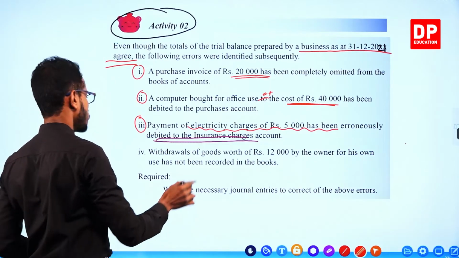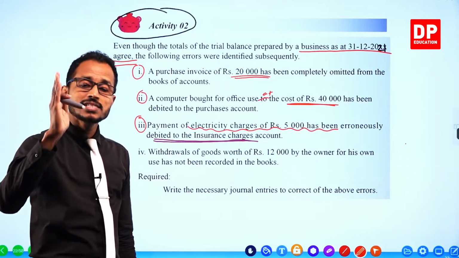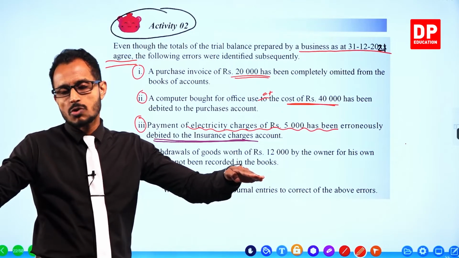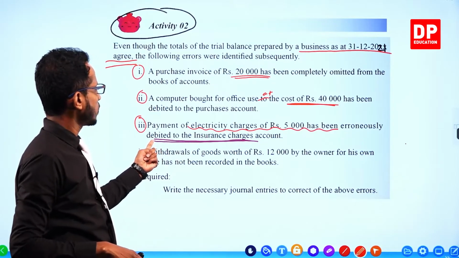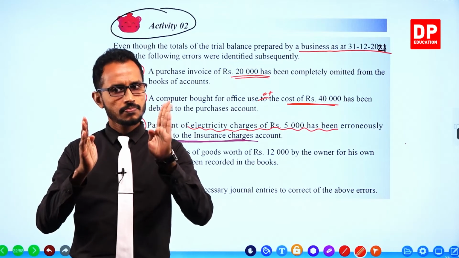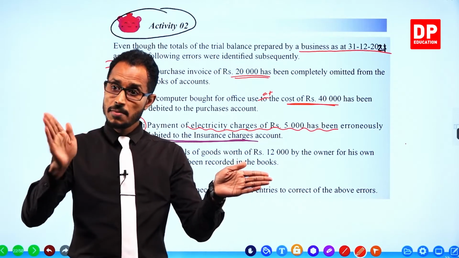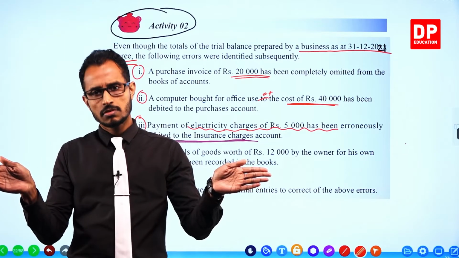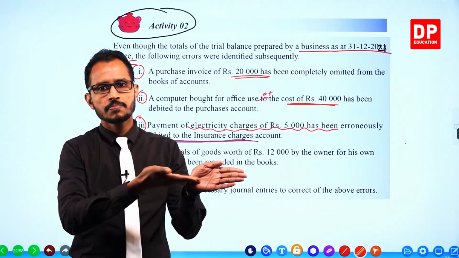What is the wrong account? Debited in the insurance account. What you must do? You must cancel off the insurance account debit entry because it is wrong. This 5,000 is in the insurance account, debit side. So what you do is credit it. Insurance account, credit. It was debited to the wrong account. That's why you credit it.